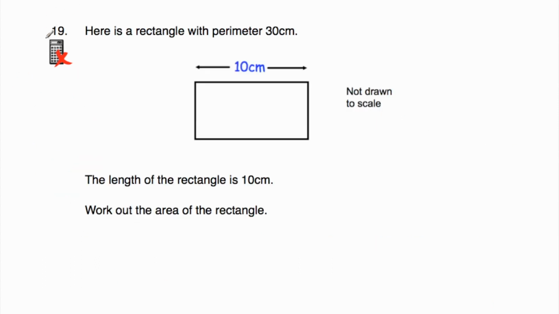So question number 19. So question number 19 says, here's a rectangle with a perimeter of 30 centimetres. So this rectangle has got a perimeter of 30 centimetres. And we're told that the length of the rectangle is 10 centimetres and to work out the area of the rectangle.